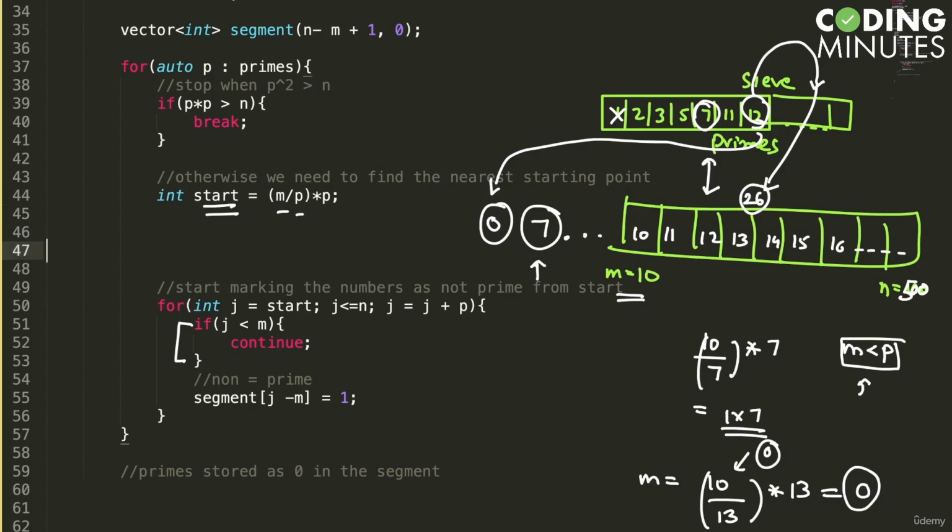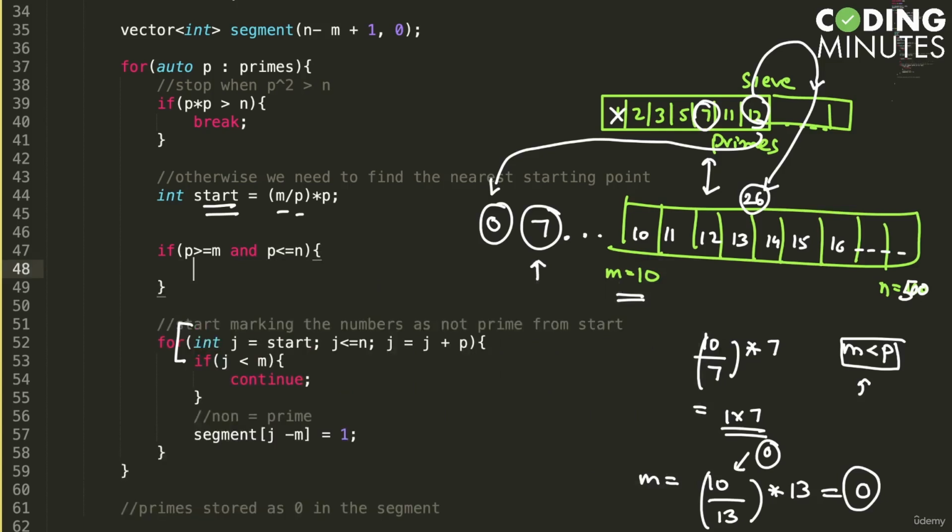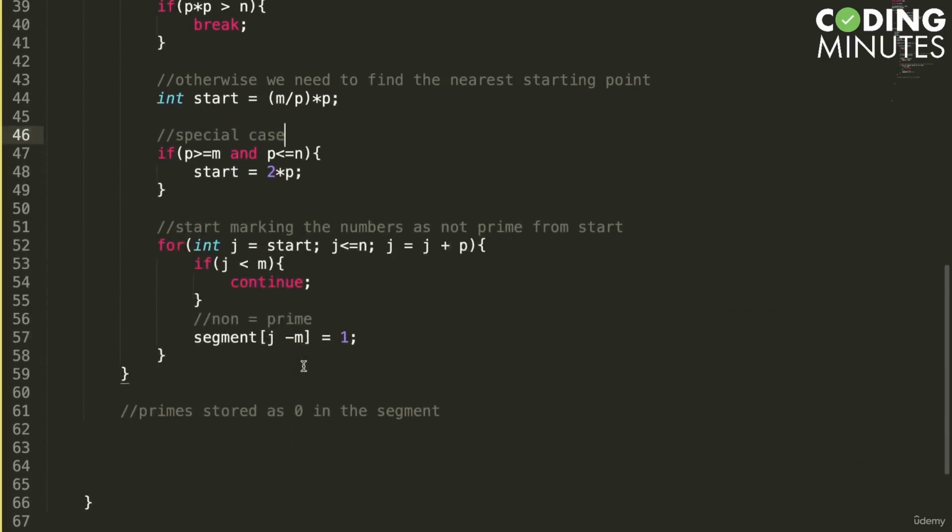So in order to save some iterations, we can say, okay, if your prime number is greater than or equal to m, and this prime number is less than or equal to n. So if the prime number itself lies in the range of the segmented sieve, then the starting point should be 2 into that prime, not this start. Okay, so this is one more condition. So it's again kind of a special case. I've shown it to you. This you need to handle.